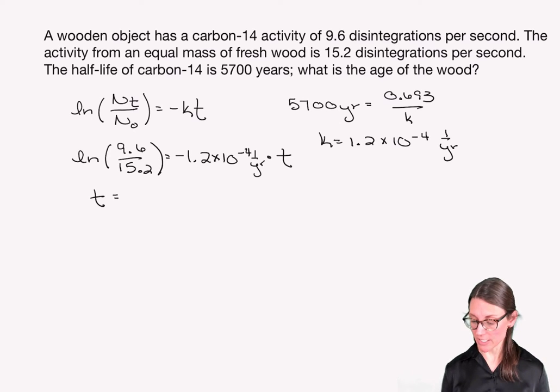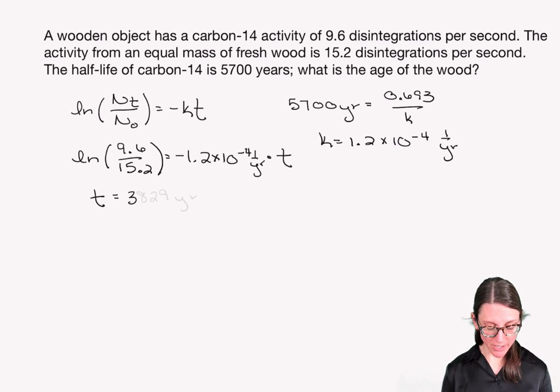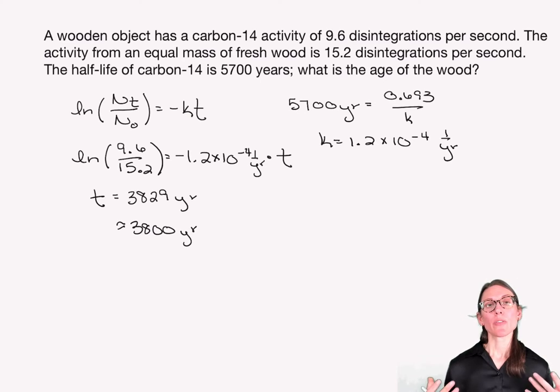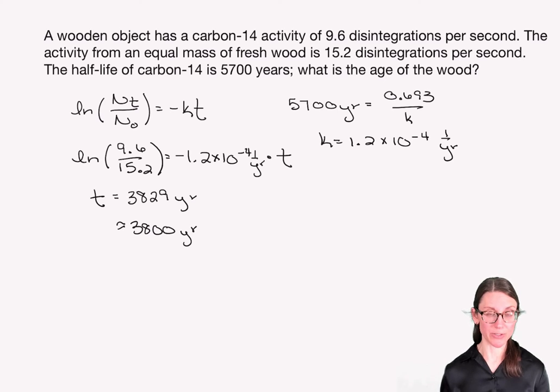And when I solve for t, I get a value of 3,829 years. So we'll just call that about 3,800 years old. Again, radiocarbon dating is great up to things that are about 50,000 years old. If things are older than that, we need a different isotope. So let's take a look at a second example.